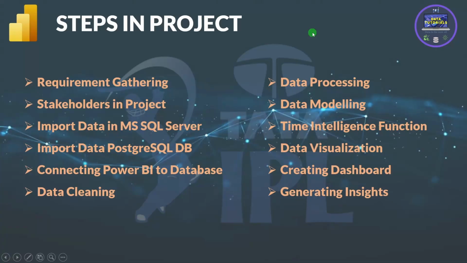All right. So coming back to our IPL project, we will see the different steps in this project, and one by one we will see how to solve this and how to prepare this in this video. So the first step is requirement gathering. In this step we will take the requirement, the problem statement from our client, and we will try to solve those. Then second is who are the stakeholders in this particular project. This particular project will be useful for which people, who are the users of this particular project.